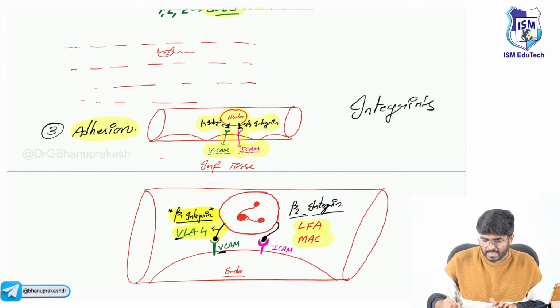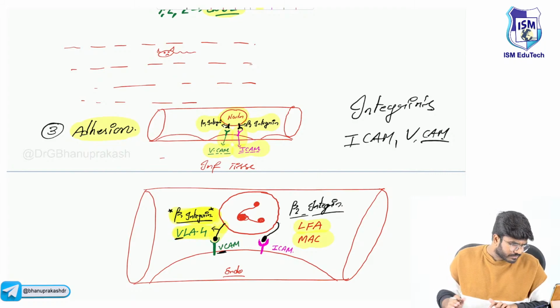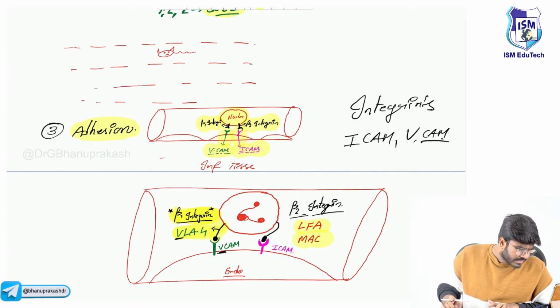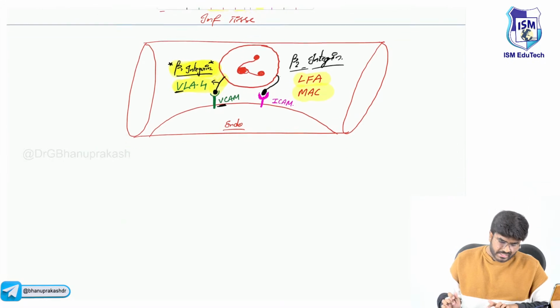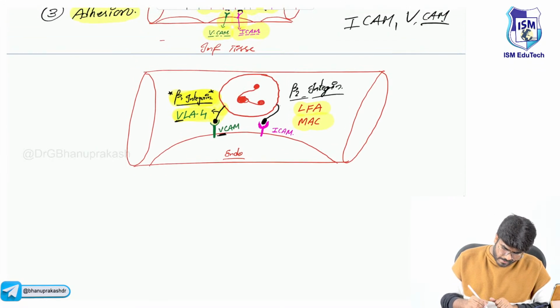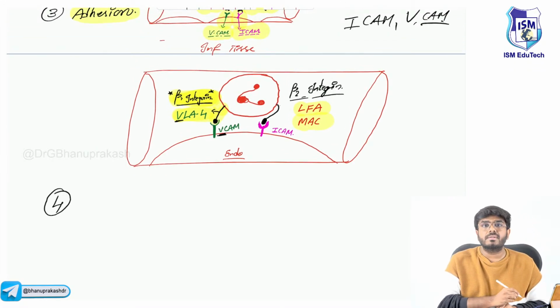Okay, integrins and VCAM, ICAM. Okay, VCAM and ICAM. Next, after this, what is the next cellular event? Can you tell me? The fourth cellular event after adhesion.